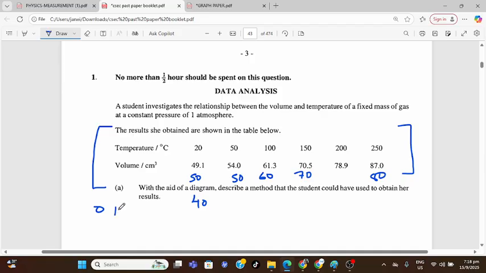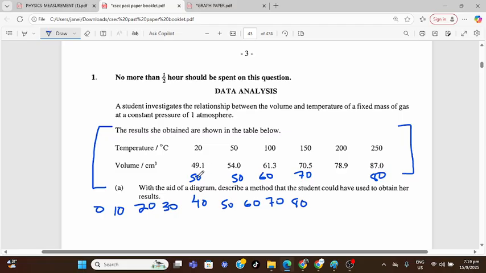So it's going to be 10, 20, 30, 40, 60, 70, 80. Are you guys seeing that?